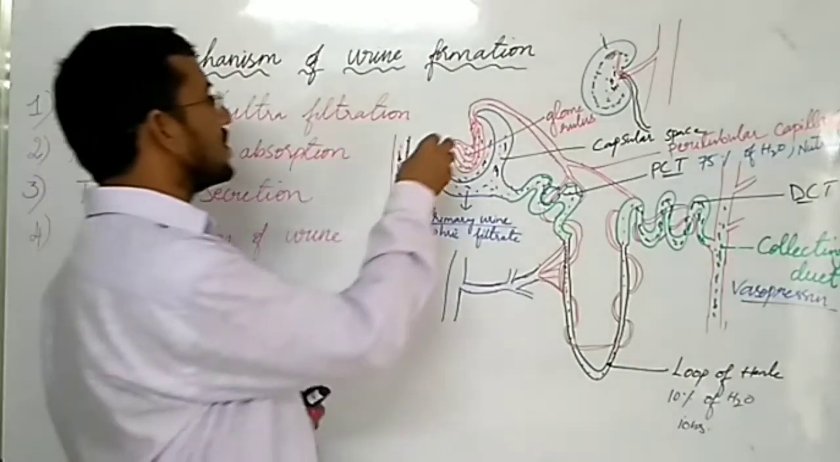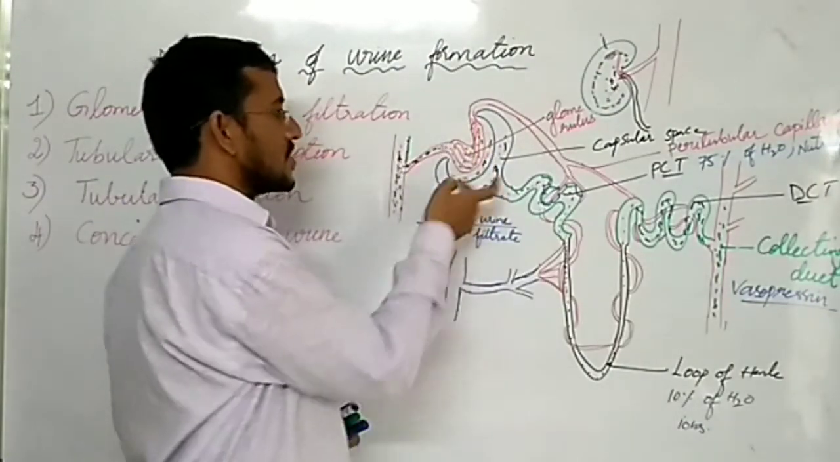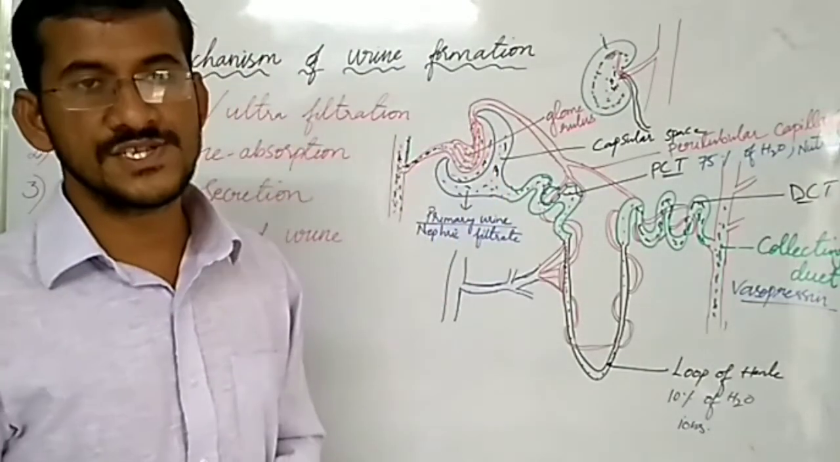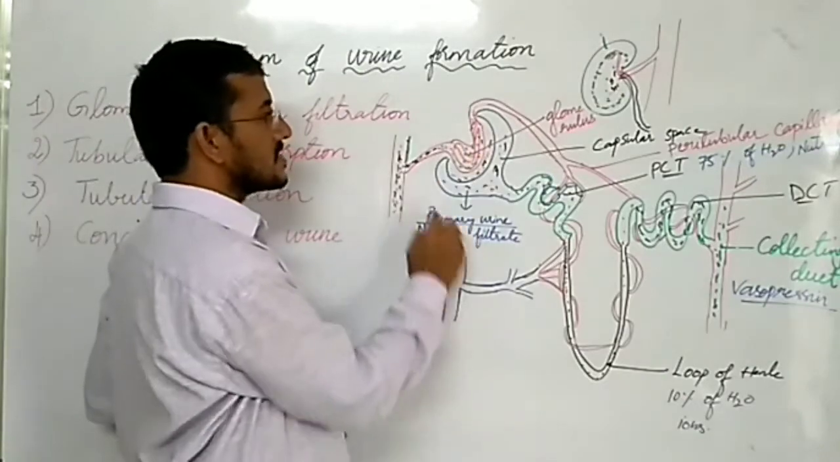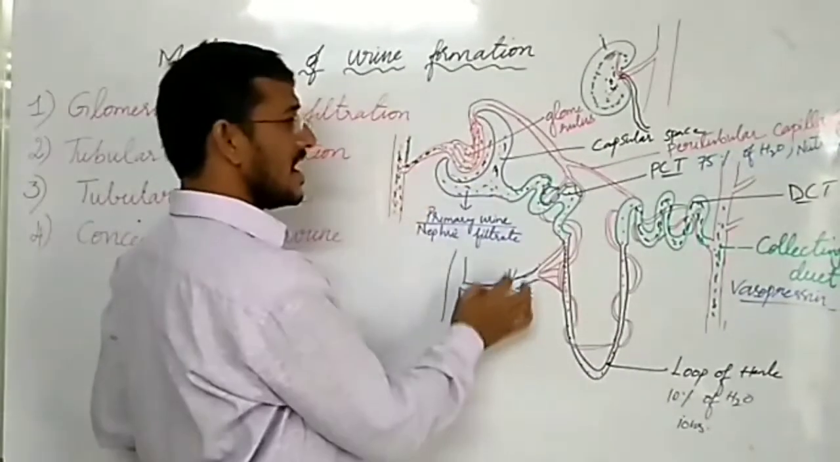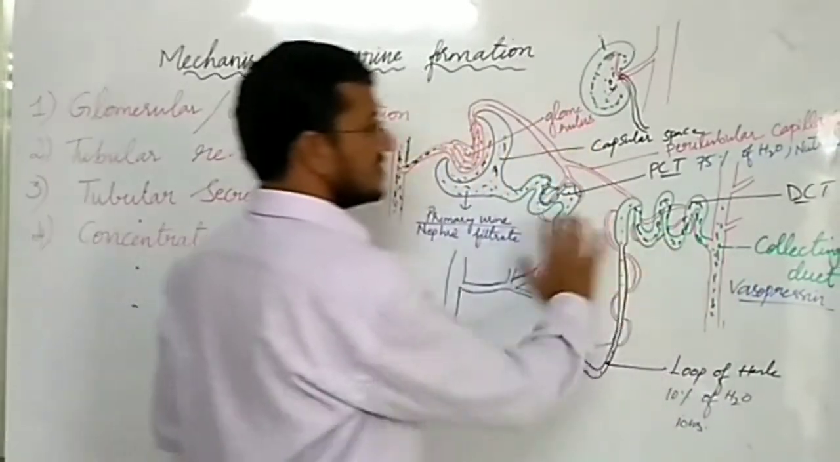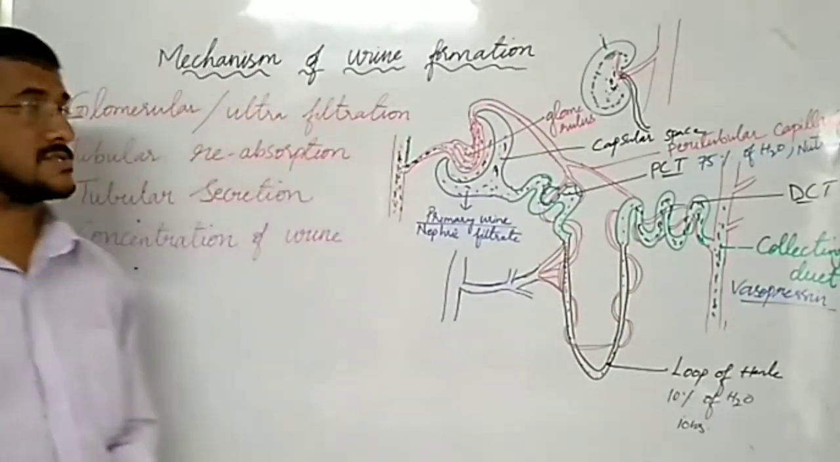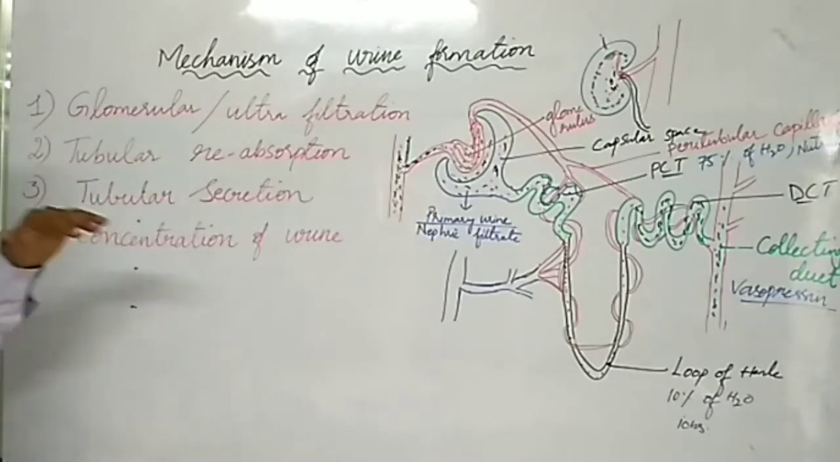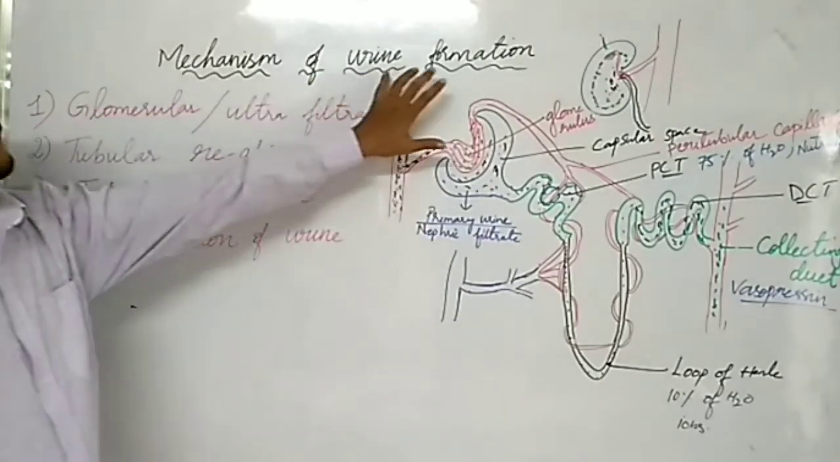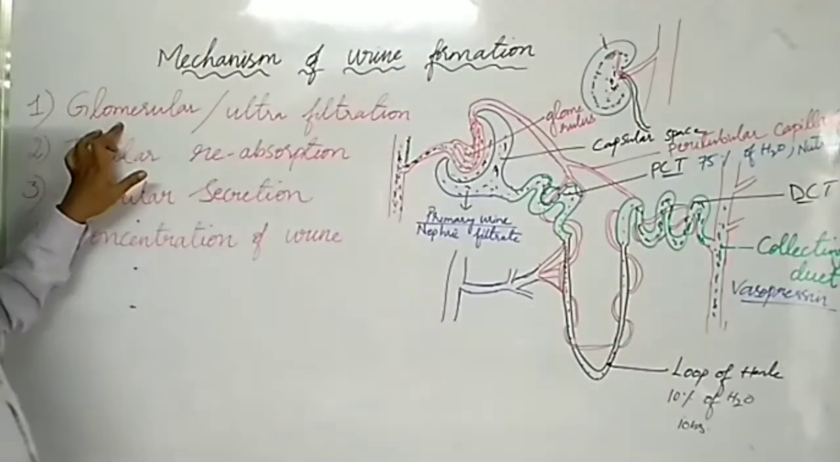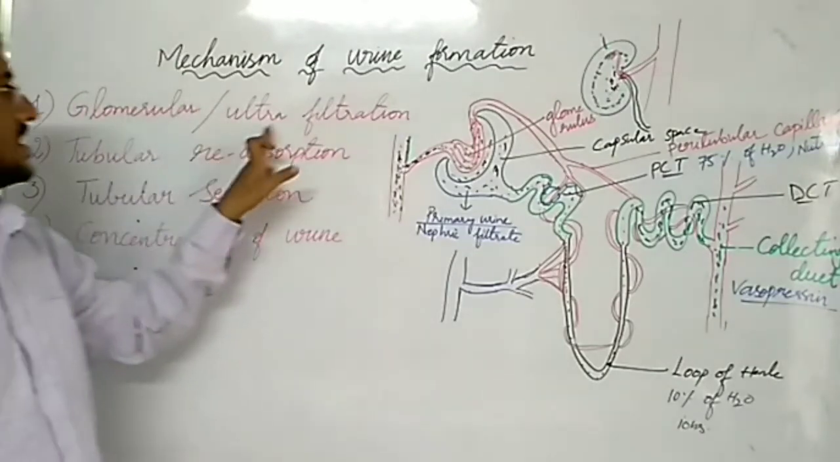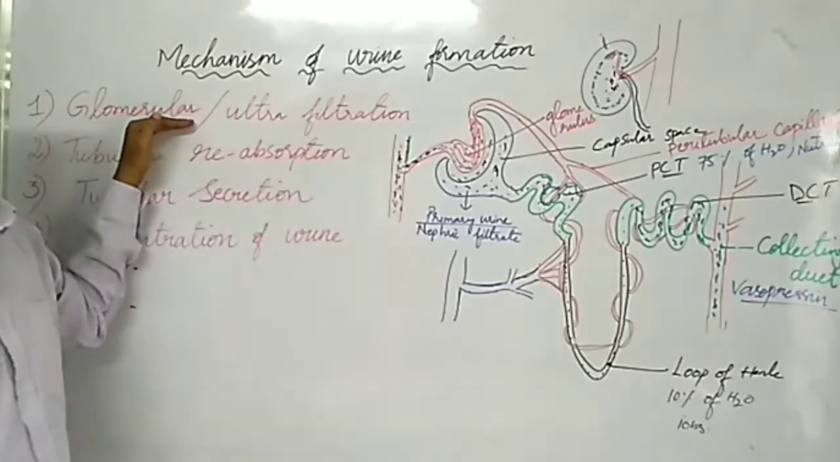The glomerulus and Bowman's capsule together are called the Malpighian body. Understood? The nephron and collecting duct together are called uriniferous tubules. Okay, a quick review. Urine formation occurs in 4 steps. The first one is glomerular or ultrafiltration. What do you mean by this first step?